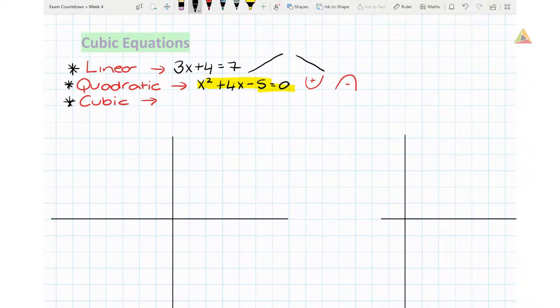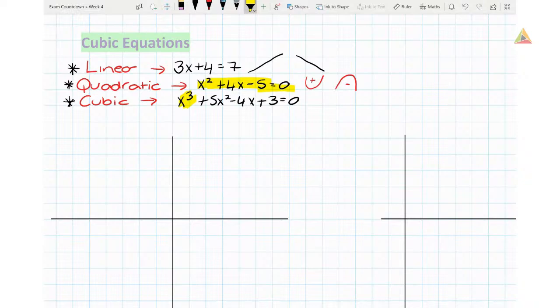So today we're going to have a look at cubic equations. You guessed it, a cubic equation is one where the highest power of x is x cubed. So it's an equation of degree 3. For example, x cubed plus 5x squared minus 4x plus 3 equals 0. That's just one example of a cubic equation. Again, it's called a cubic because it has the highest power of x as a 3.